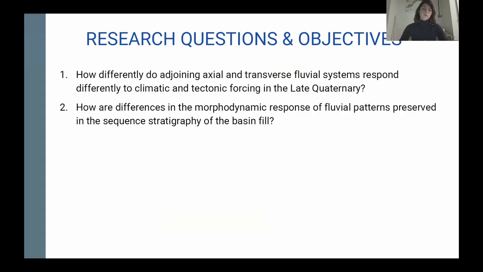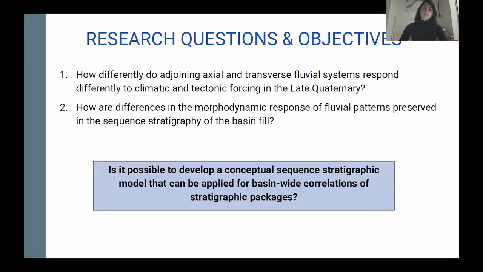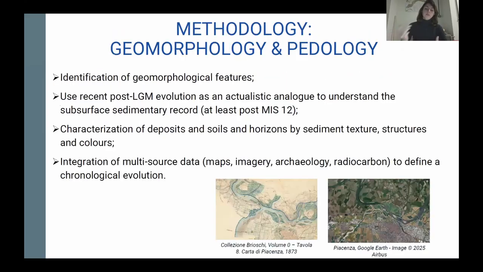And the second question is how are differences in the morphodynamic response of fluvial patterns preserved in the sequence stratigraphy of basin fill? And I also have a more applied objective: is it possible to develop a conceptual sequence stratigraphy model that can be applied for basin-wide correlations of stratigraphic packages? And to respond to these questions, I use a multidisciplinary methodology.